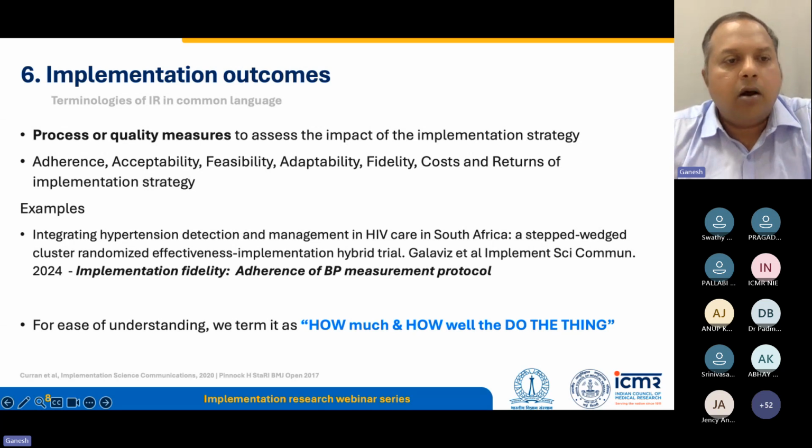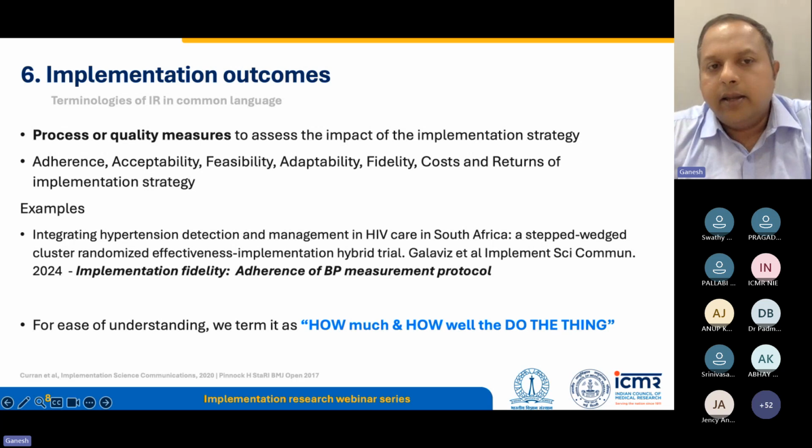All these are called process or quality measures. I give an example which gives a better way to understand it. In a study where they were trying to integrate hypertension reduction and management in HIV care, in HIV clinics in South Africa, they used a step-based cluster randomized effectiveness implementation hybrid trial. The implementation fidelity, which is an implementation outcome, which is trying to tell the process or the quality measure, is adherence to BP measurement protocol.